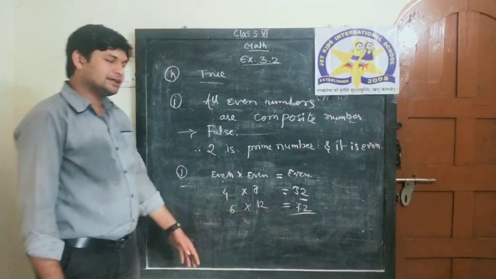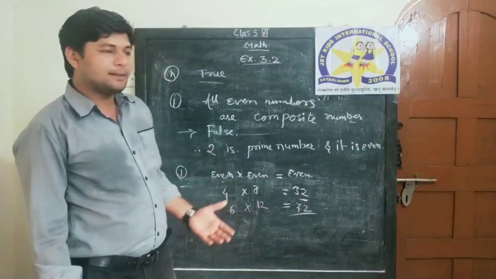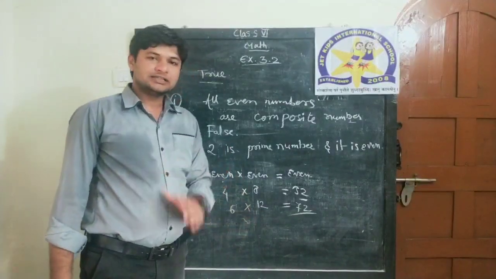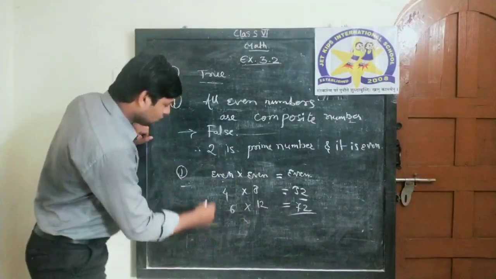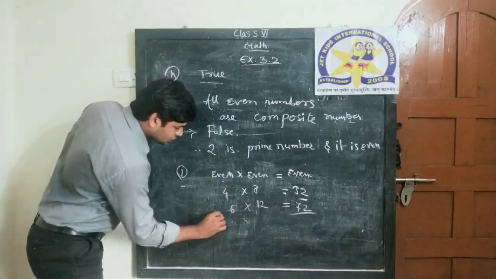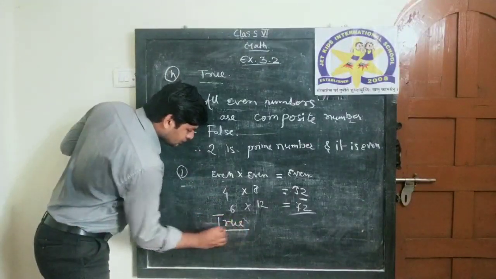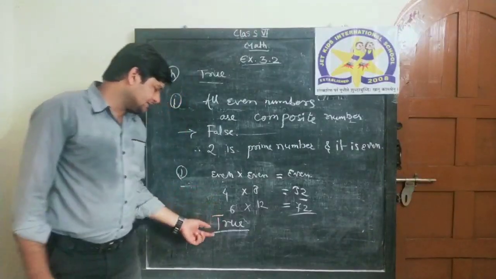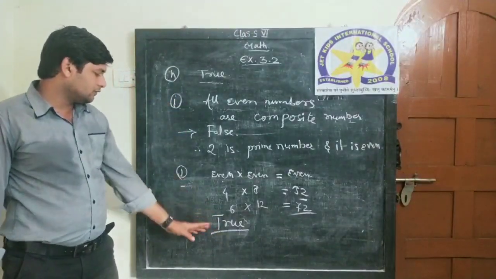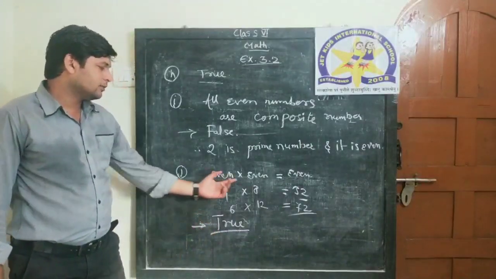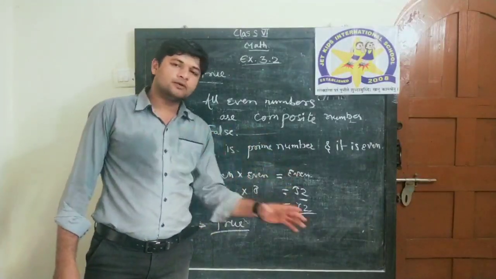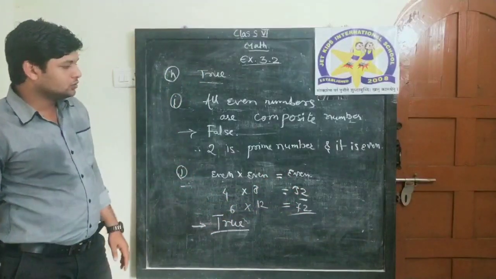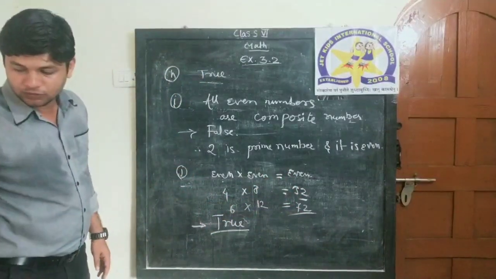So yeah, we can say you can take multiple examples to verify an answer or to satisfy yourself. So the answer will be true. On the basis of the above examples, we can say the answer is true. Why? Because the product of two even numbers will always be even. Clear? This was our question number 2. Take a snap if you want to.